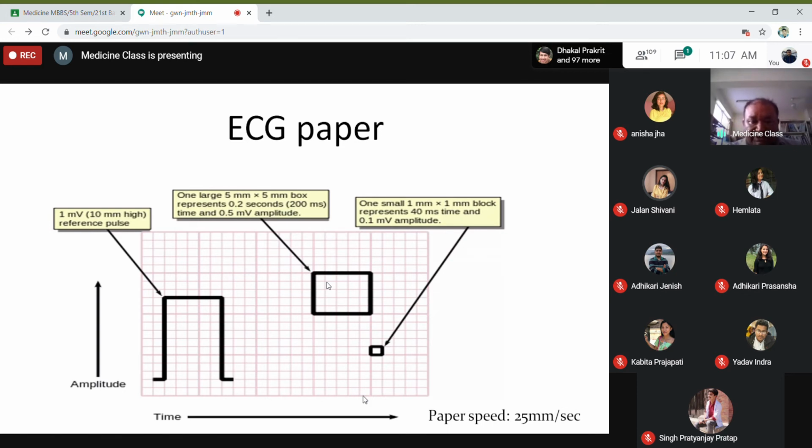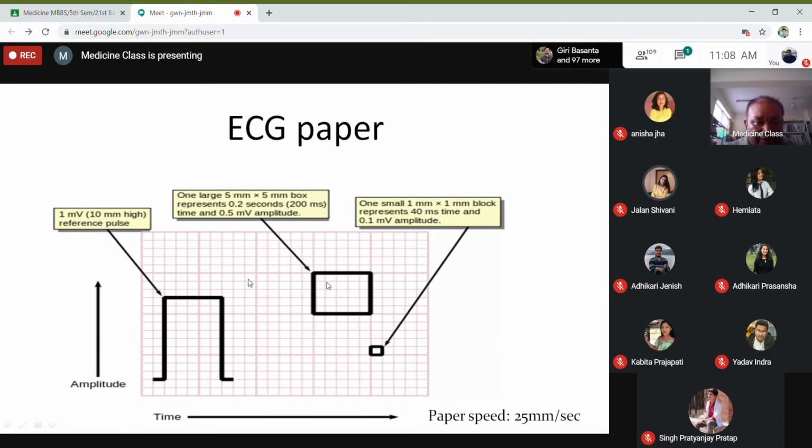So what is the duration of the QRS complex? Then we count the squares like this: 1, 2, 3. If it is 3 small squares, then it's 0.04 into 3, that is 0.12 seconds. We calculate it like that.